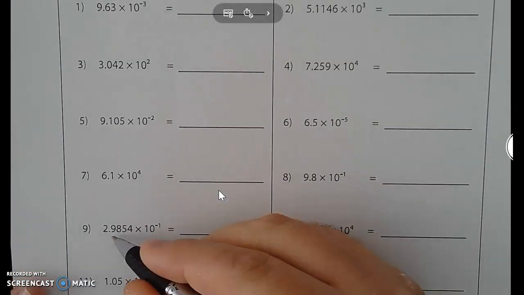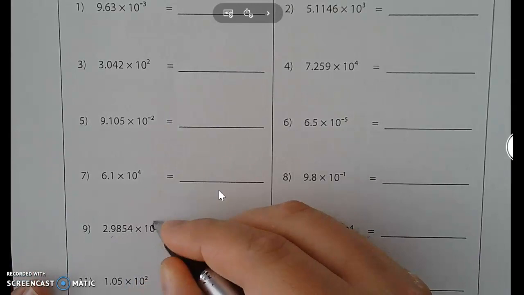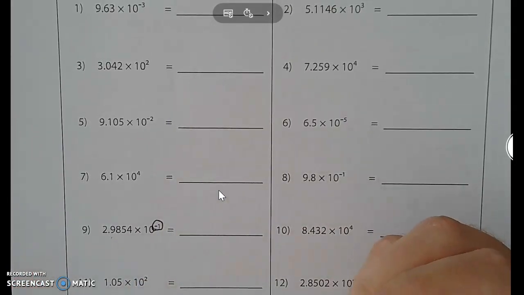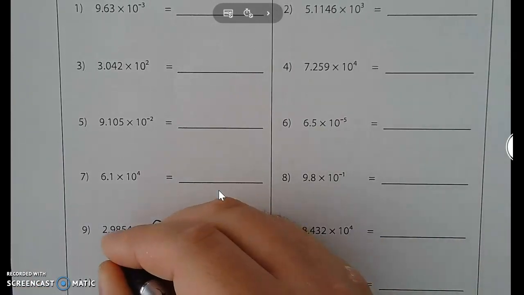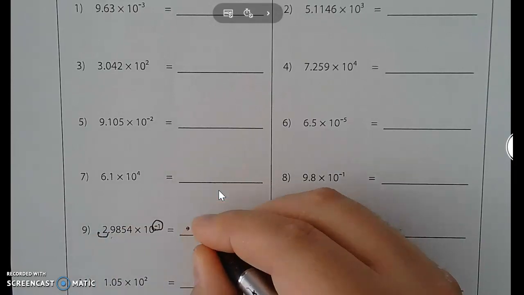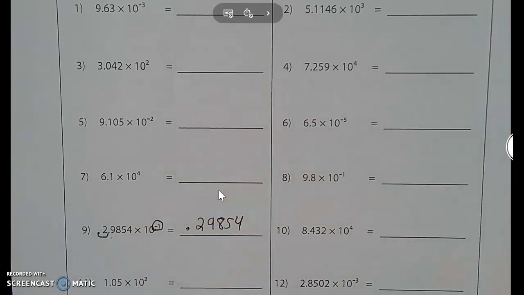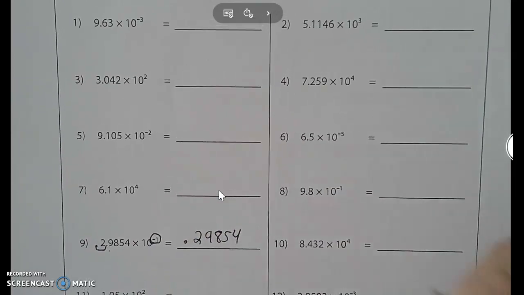Number 9. 2.9854 times 10 to the negative 1. My exponent is negative, so my number is going to become smaller this time. So I'm going to move 1, but I'm going to move to the left. 0.29854.